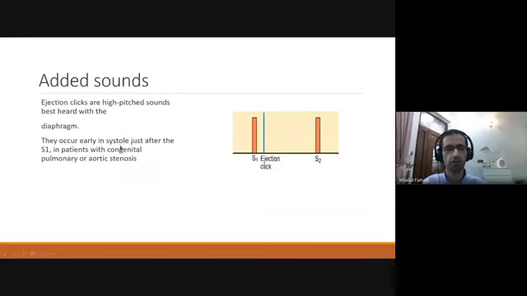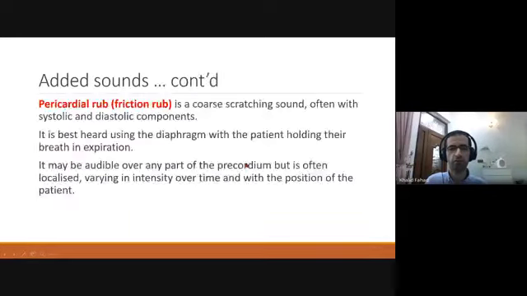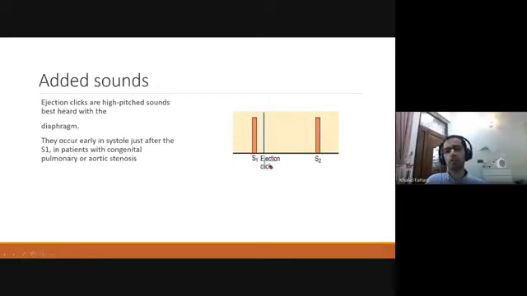Here it occurs early in systole, just after that, so you'll hear this lub, then tick, then dub. So you will hear a tick or a click sound just after the first heart sound. So it corresponds with the pulse. And the principal causes of the ejection clicks are pulmonic and aortic stenosis. So here the basic mechanism is that it usually occurs as a result of opening of a stenosed valve.